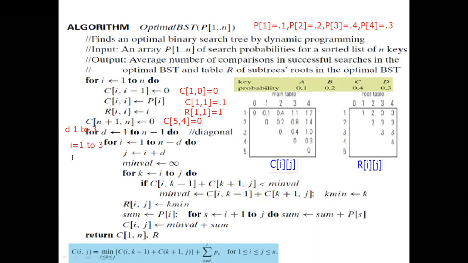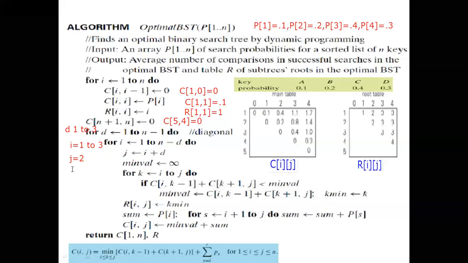Next, what is the J value? J is equal to I plus D. What J value will we get? J value will be 1 plus D. What is 1? I value is 1. I will start with 1. What is D? D will also start with 1. That is why J is equal to 1 plus 1. J value will be 2 here.